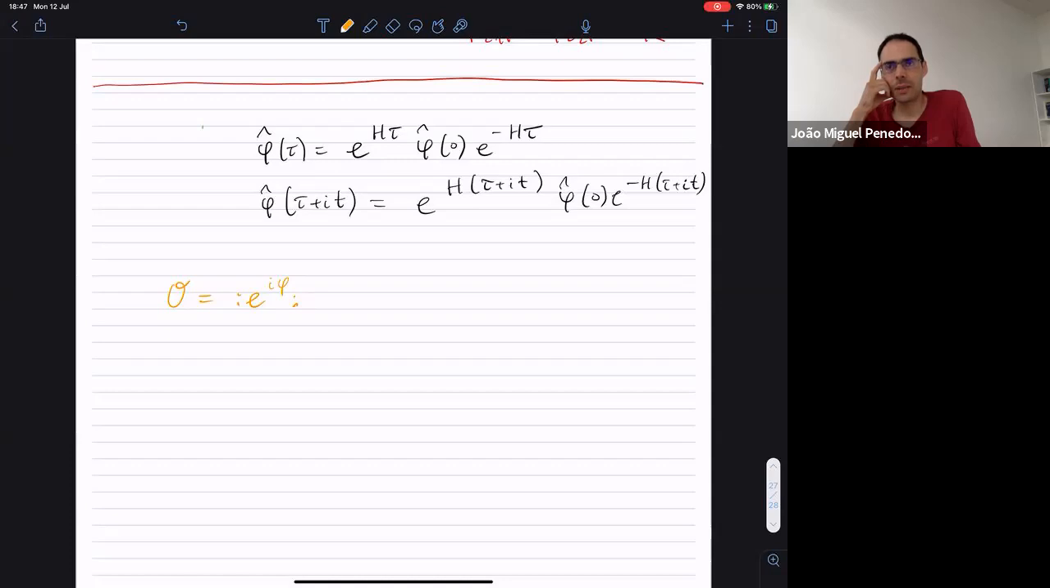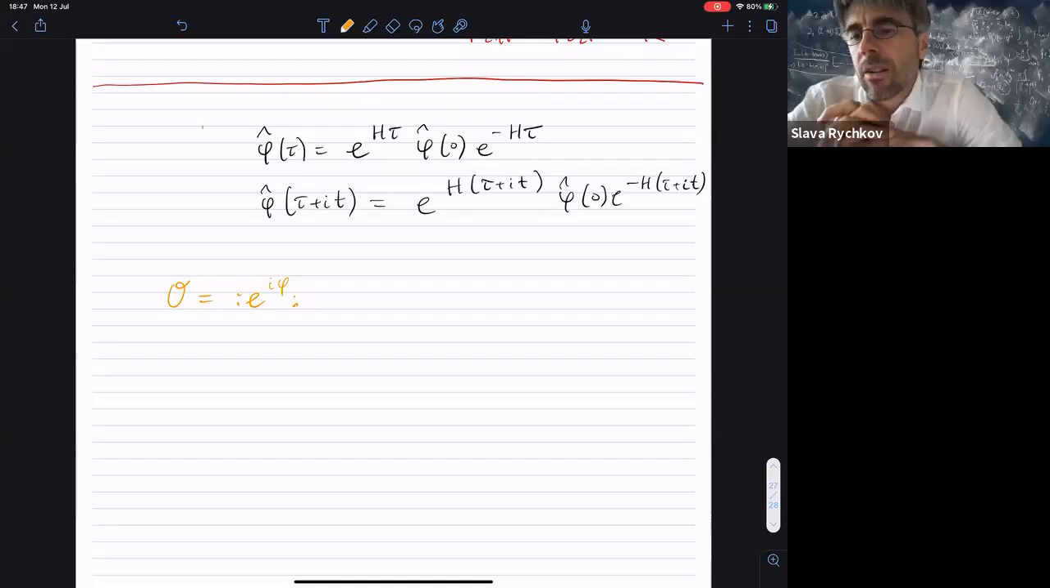I had another question, which is a bit more vague, regarding the spirit of these axioms. One thing that none of these axioms puts in is the existence of a local stress energy tensor. Should we add that? Do we gain something? Why is that not important? Yeah, it's a good question.